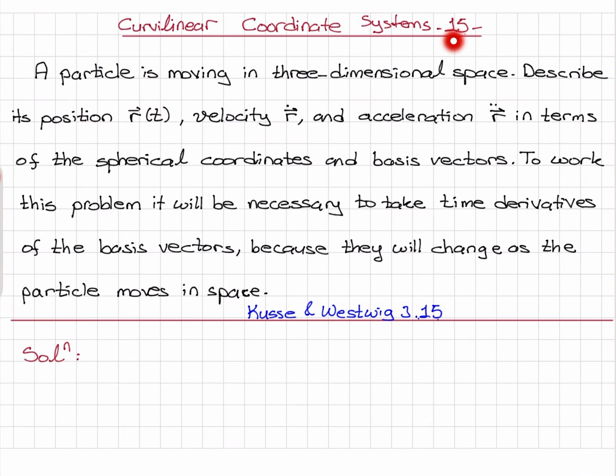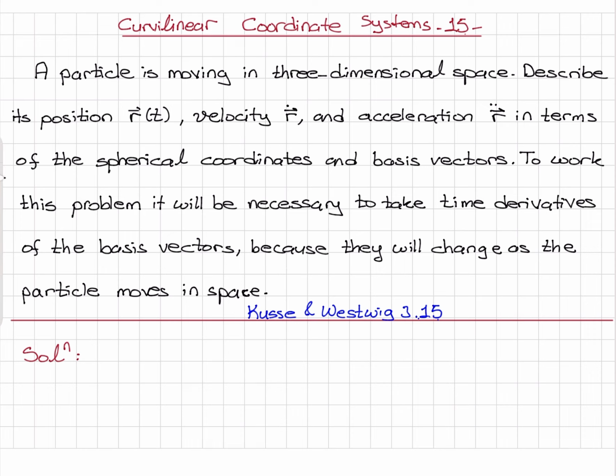Curvilinear coordinate systems 15. A particle is moving in three-dimensional space. Describe its position r of t, velocity r dot, and acceleration r double dot in terms of the spherical coordinates and basis vectors. To work this problem, it will be necessary to take time derivatives of the basis vectors because they will change as the particle moves in space.